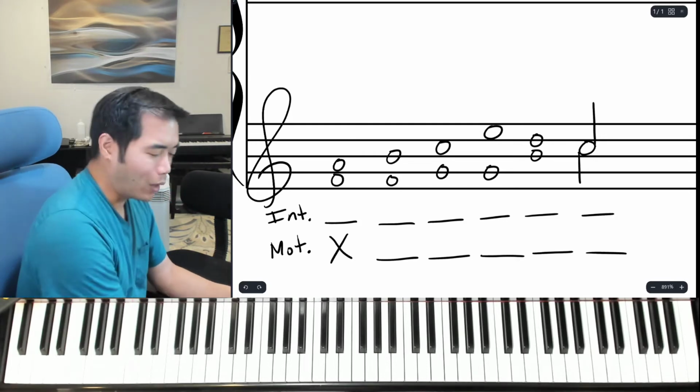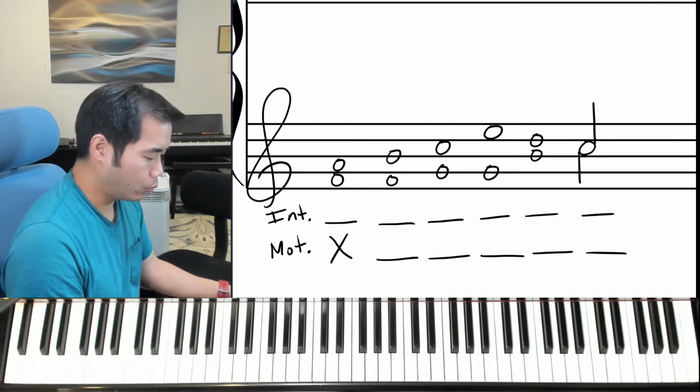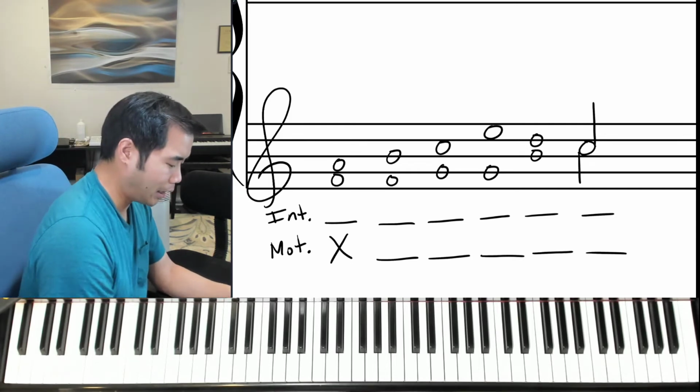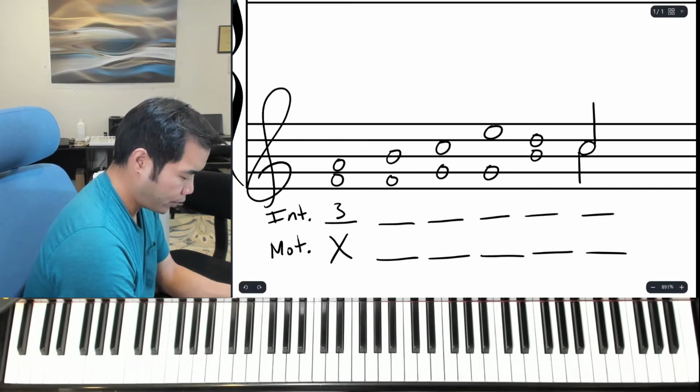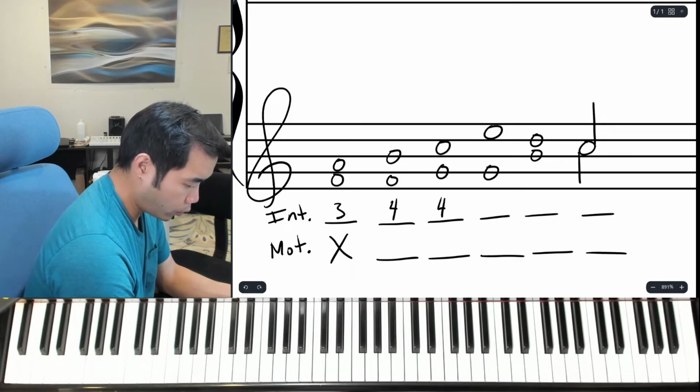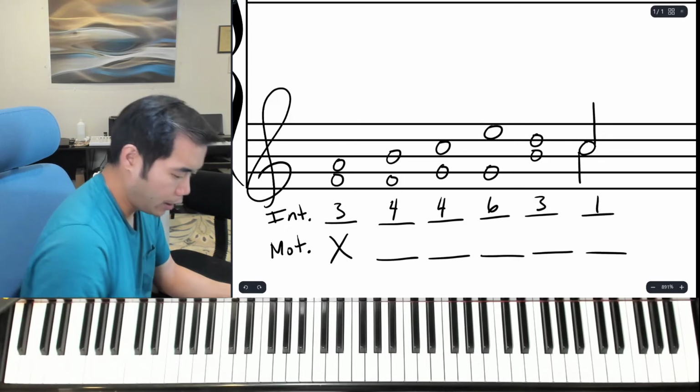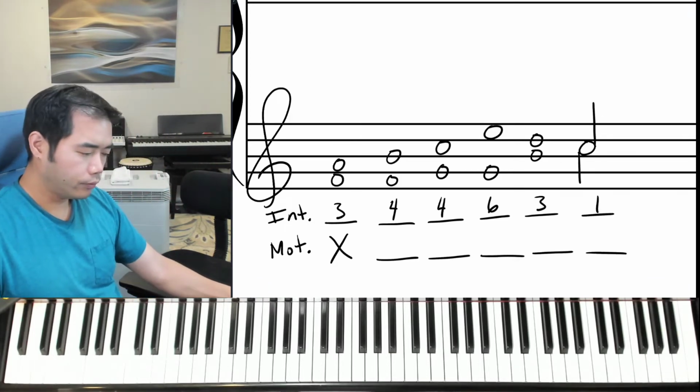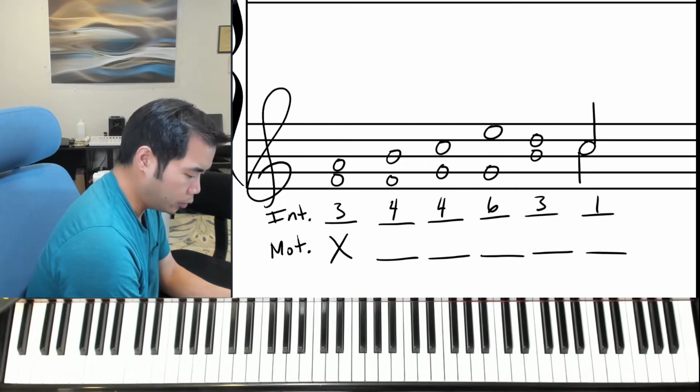Okay, we didn't arrive here from anywhere. This is our starting point, so there is no motion here, so we're not going to list that. But the interval is a third. Then it goes to a fourth, another fourth, a sixth, a third, and then a unison. But let's now analyze the motions.